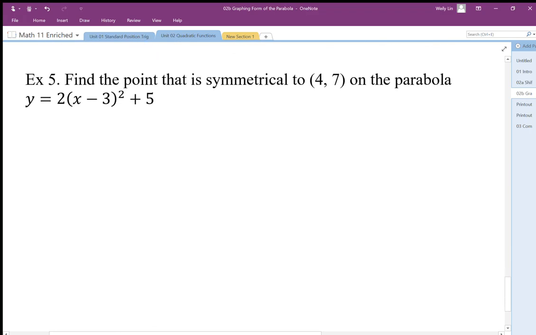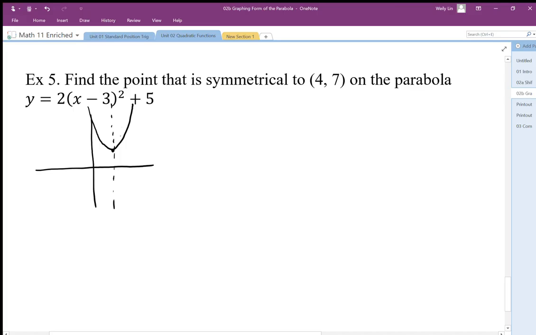Okay, so here I've been given the equation in graphing form, so I know what this looks like. I'm asked to find a symmetrical point to (4, 7). Let's first just draw this in. So 3 over, 5 up, maybe somewhere around here. It's going to be a parabola, it looks like that. And we're talking about a symmetrical point, so we're going to do that.